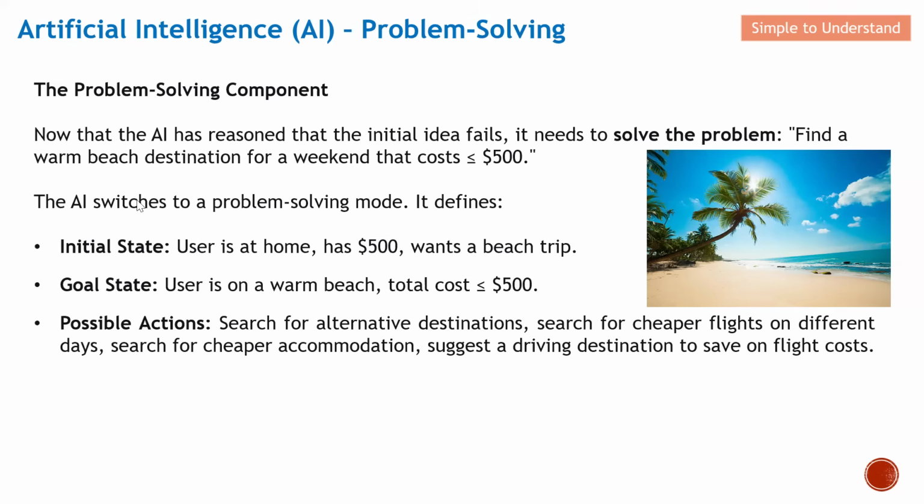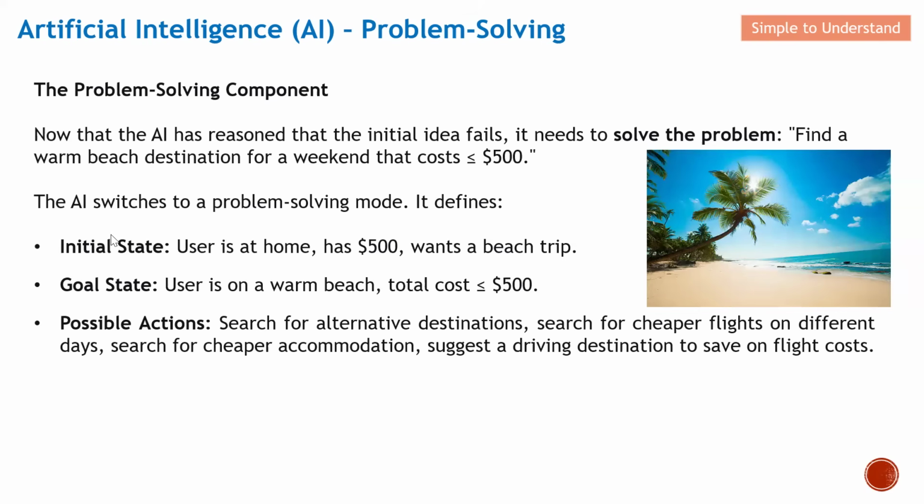So therefore the AI switches into problem solving mode. Basically, it has to define things again. It will define where your initial state is, where you are. You will be at home, New York, for example, and you have $500 and you want a beach trip. This is a key thing: you are at the initial state and you need to go towards the goal state.